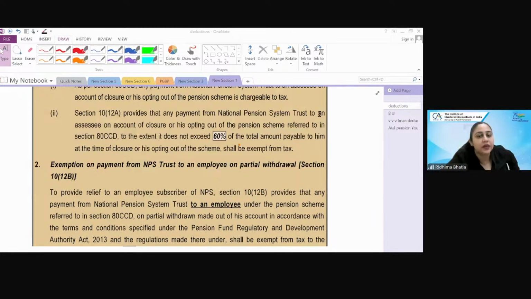So if you will, Ankita, you have to decide at which stage you're making a withdrawal at the time of closure. Whatever amount you withdraw as lump sum, up to 60% would be exempt. So you can take 40%, 20% withdrawal.